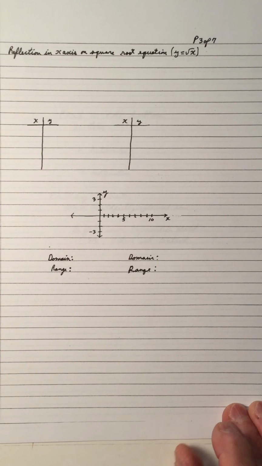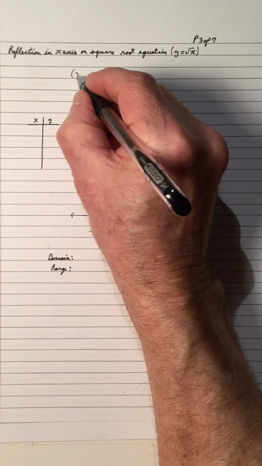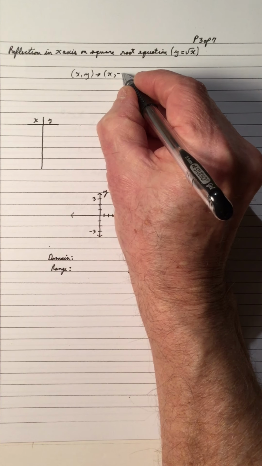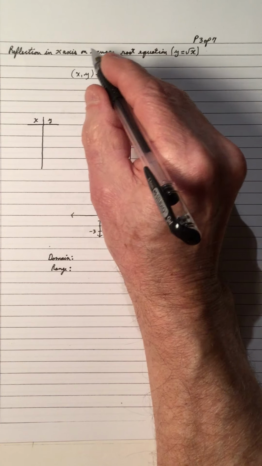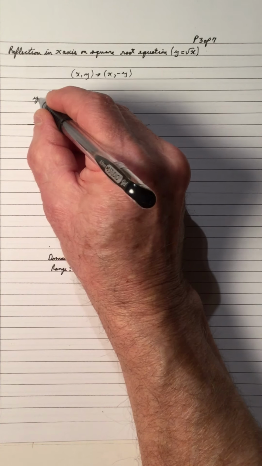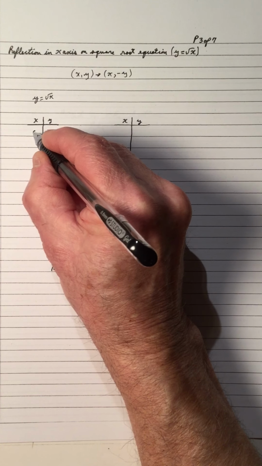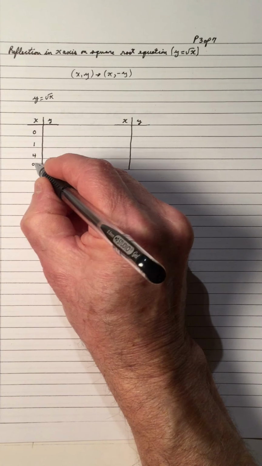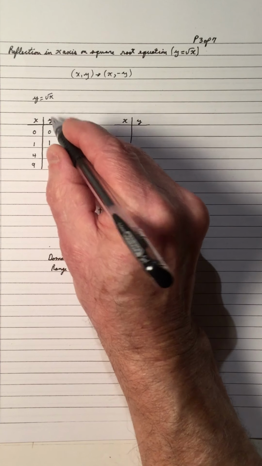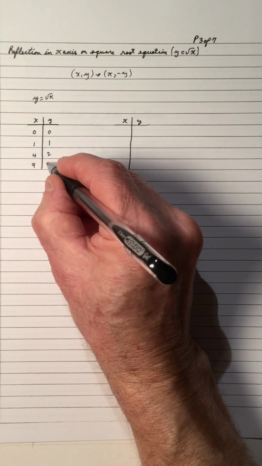Now let's reflect y equals root x in the x-axis. And the mapping rule for reflecting in the x-axis is that the y's will change. When you reflect in the x-axis, the y's change from positive to negative. So if this equation is y equals root x, again, that's the basic equation. The x's are 0, 1, 4, and 9. And the y values: square root of 0 is 0, square root of 1 is 1, square root of 4 is 2, and for x is 9, square root of 9 is 3.